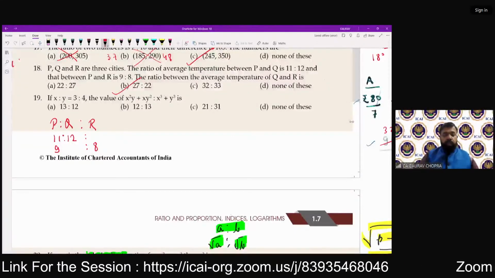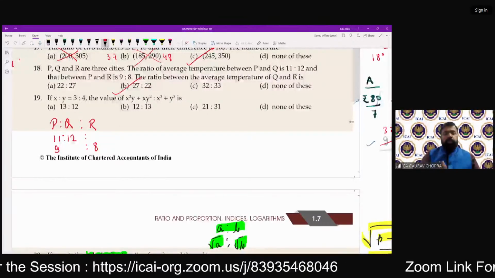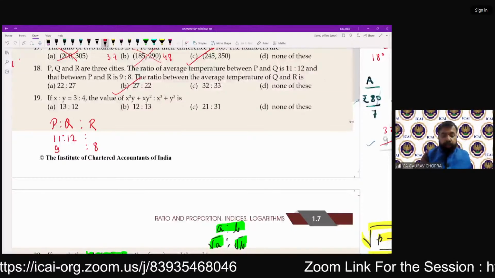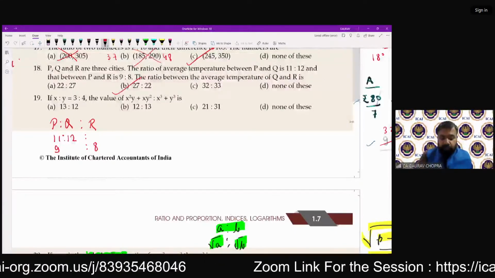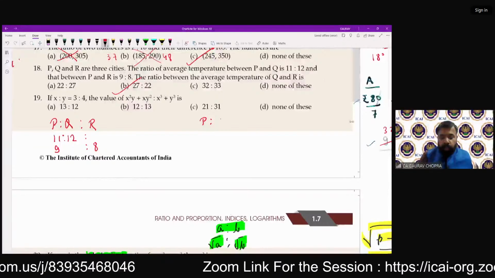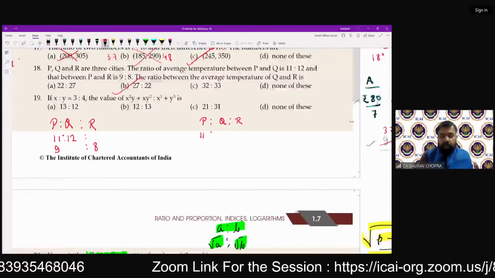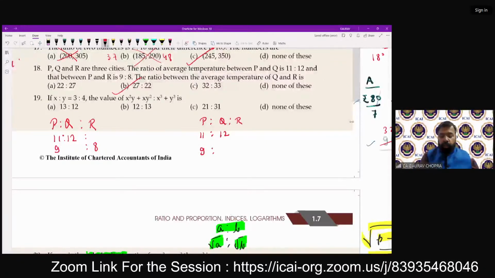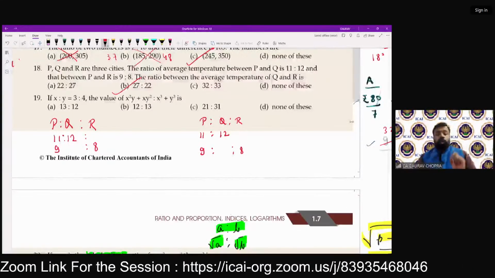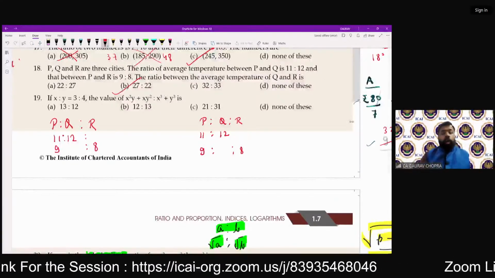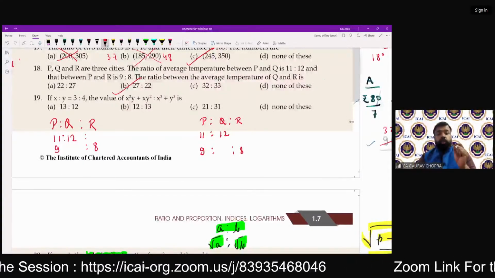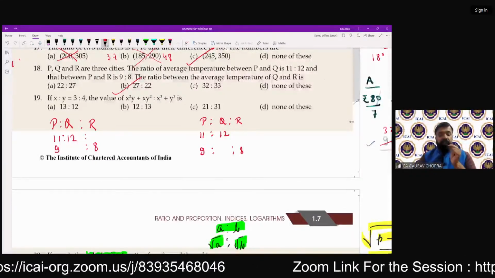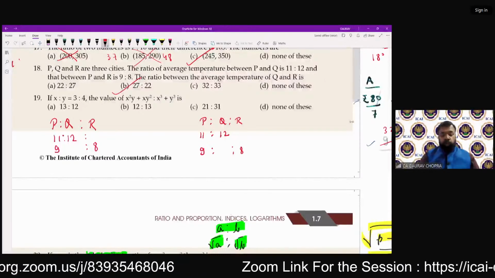Okay, so it's a very good, interesting question. Whenever there are such questions, you can solve them with a shortcut way. There is a shortcut pattern for it. Let us understand this. So P, Q, R. 11:12 is given for P and Q, and 9:8 is given for P and R. First of all, you have to see the common value, meaning which value is available in both. So P is available in both the ratios, that is 11:12 and 9:8.